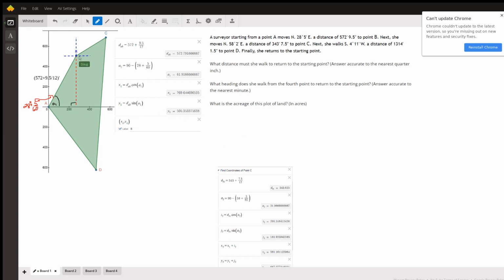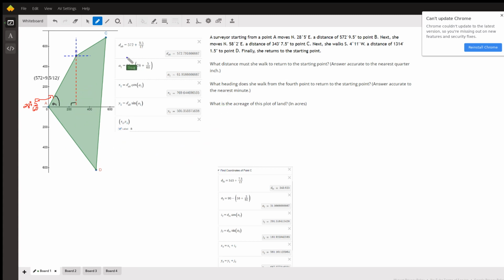But the surveyor starts here at point A with coordinates (0, 0), moves to B a certain distance in a certain direction, moves to C, moves to D, and we want to find out, once we've got the coordinates of D, how far she has to travel to get to A, and what direction she has to head to get back to her starting point. And then we want to find out what the area of this green region is.